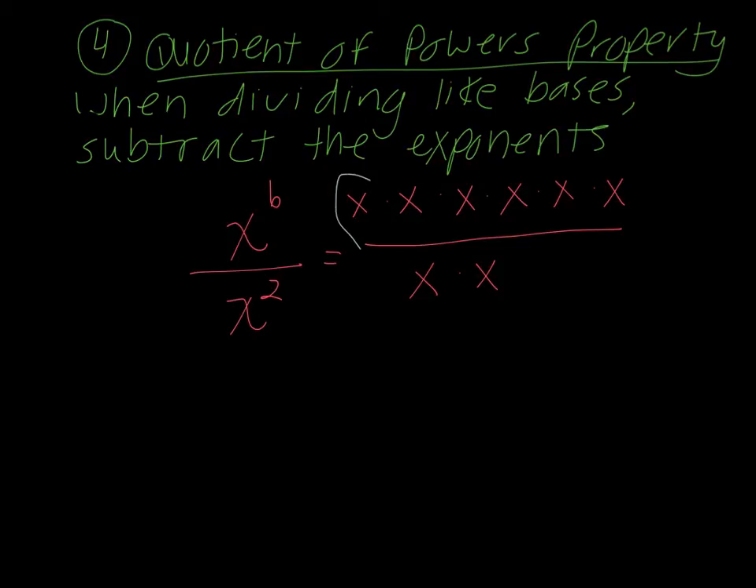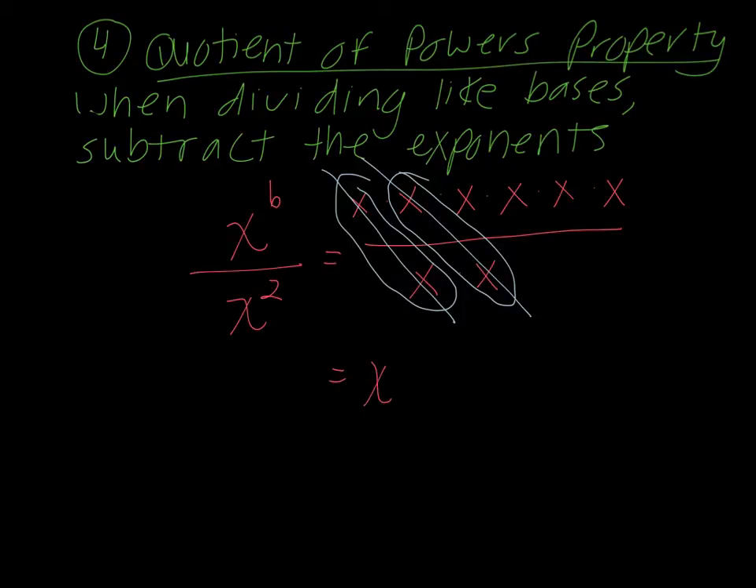I know x divided by x, a number divided by itself, is 1. So these guys can just cancel out. Same thing here. X divided by x cancels, leaving me with 4 x's being multiplied. So we write that as x to the 4th. As you can see, all I did was subtract 6 minus 2, the number of x's in the numerator minus the number of x's in the denominator. So when dividing like bases, subtract the exponents.